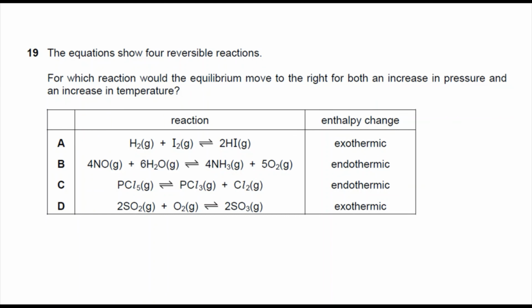Question number 19. The equations show 4 reversible reactions. For which reaction would the equilibrium move to the right for both an increase in pressure and increase in temperature? यानी दोनों फेवर करेंगे फॉरवर्ड रिएक्शन को. अच्छा, increase in temperature favors endothermic reactions, not exothermic, तो that eliminates D and A. So it's either B or C.